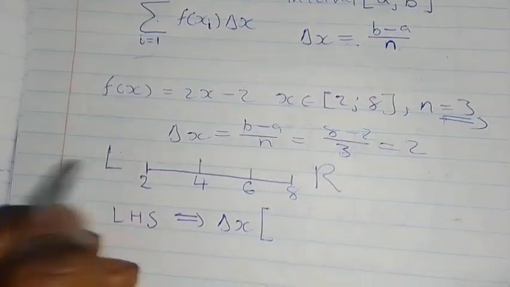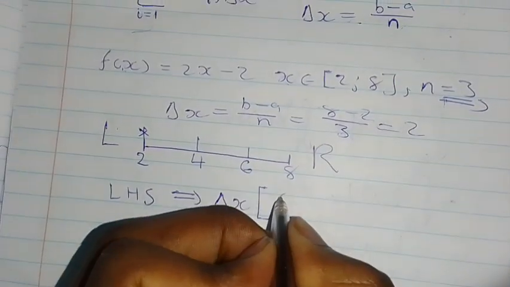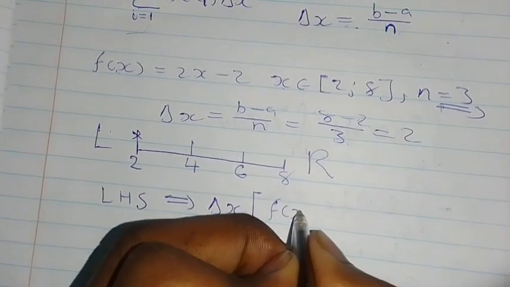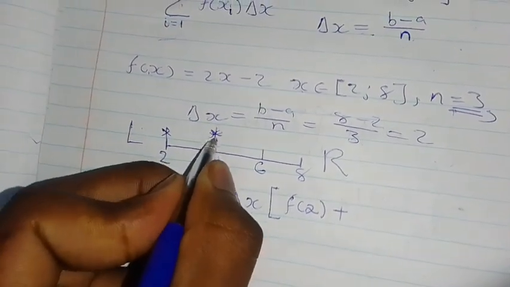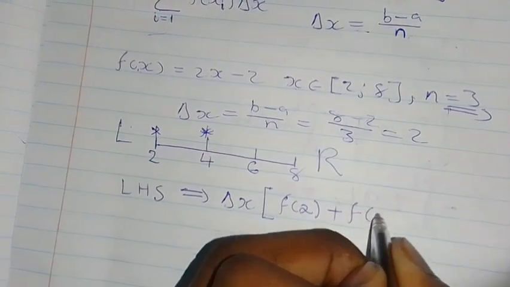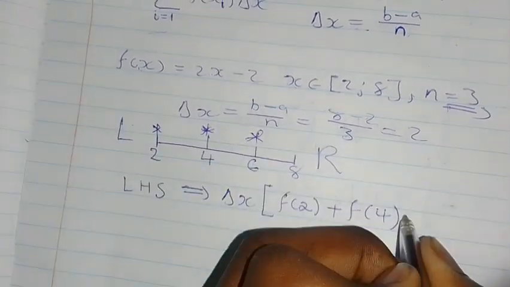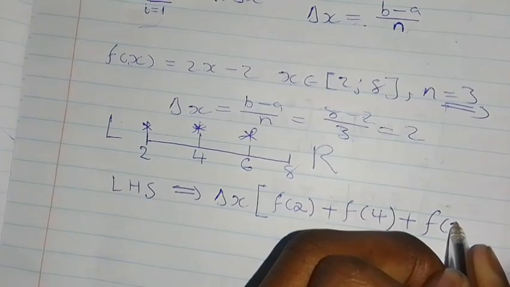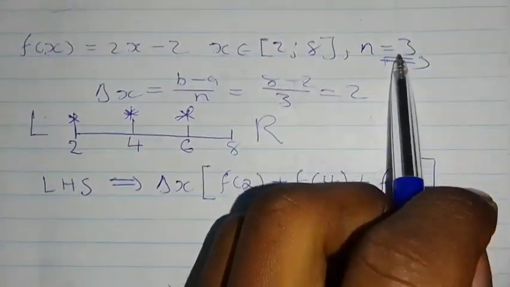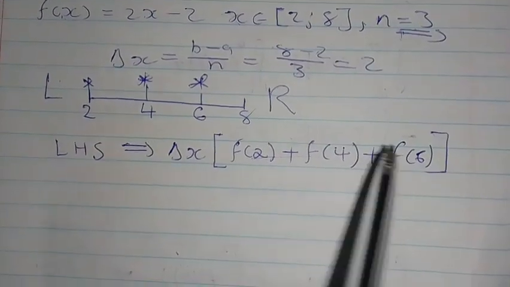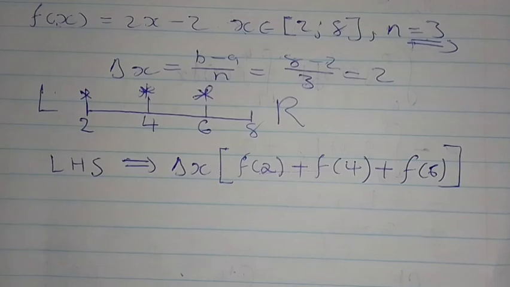Starting from the left, I have 2, so you're going to have f at 2. Then you continue, and you're going to have f at 4. Then you continue, and you're going to have f at 6. And that's where you stop. Why? Because it's 3 subintervals, so you only have 3 values there. And that's how you can get the left-hand sum.